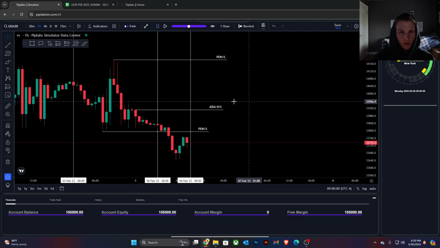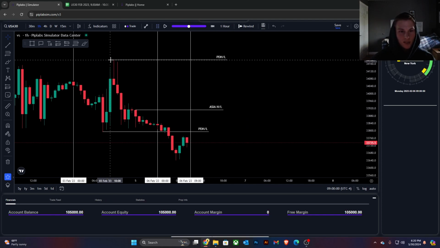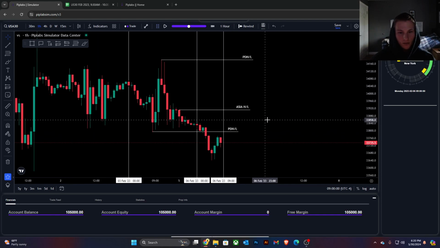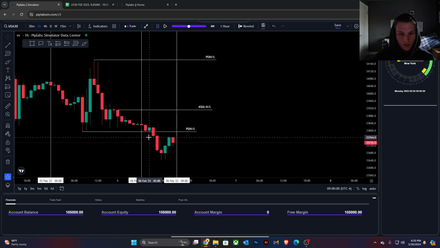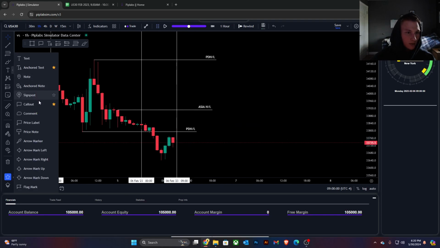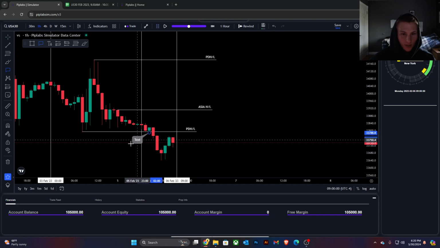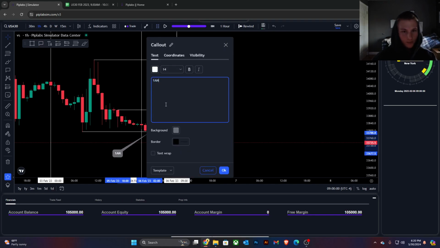Alright, so pretty much right here I marked up the previous day's high, previous day's low. As we can see, the previous day's low got swept for liquidity at 2 a.m. We're going to keep that noted. I'm going to write 2 a.m. previous day's low swept. Just keep that noted.